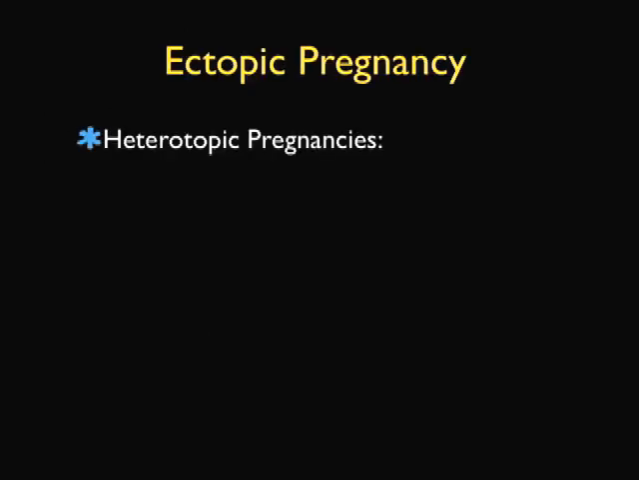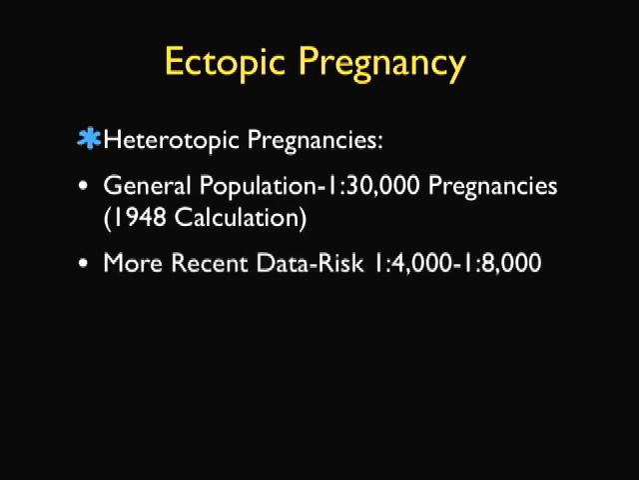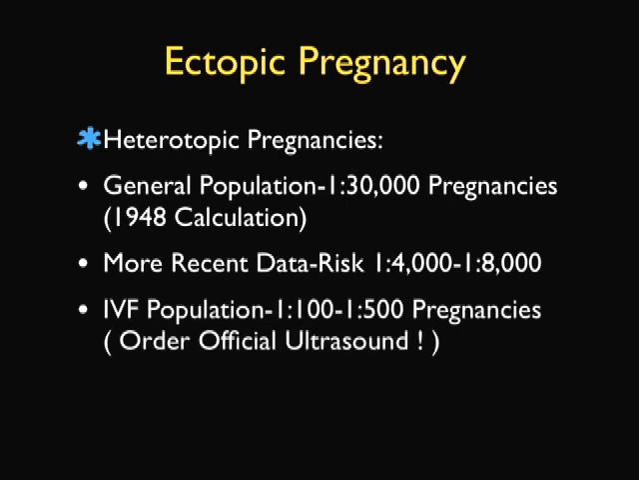A question that often arises in a discussion of ectopic pregnancy is what is the risk of a heterotopic pregnancy, where I have one intrauterine pregnancy and a second embryo growing in an ectopic location. Well, in 1948, in the general population, the risk of heterotopic pregnancy was calculated at about 1 in 30,000 pregnancies.